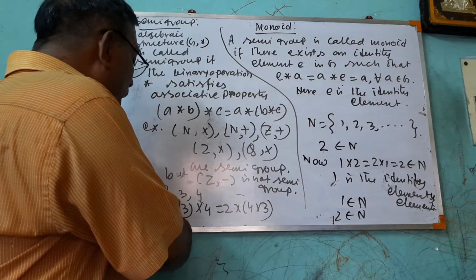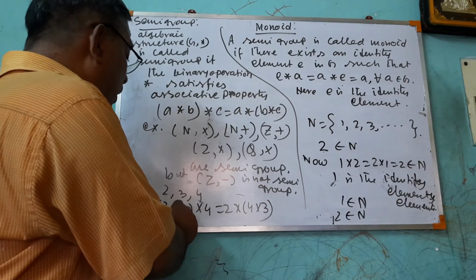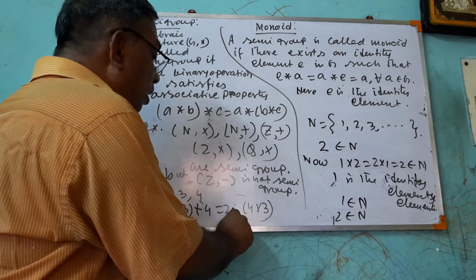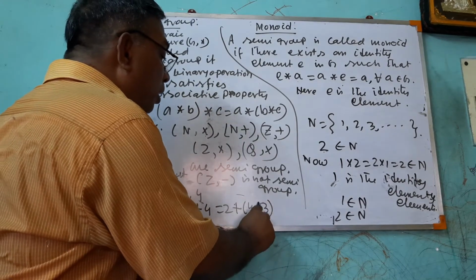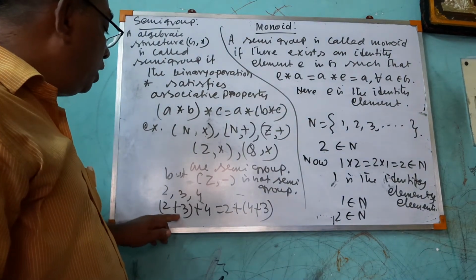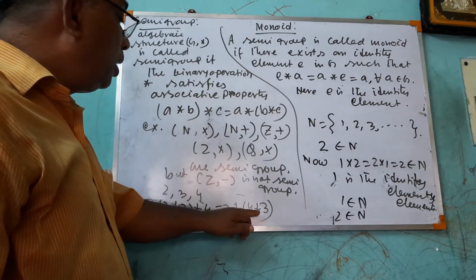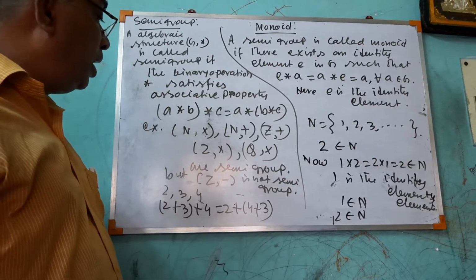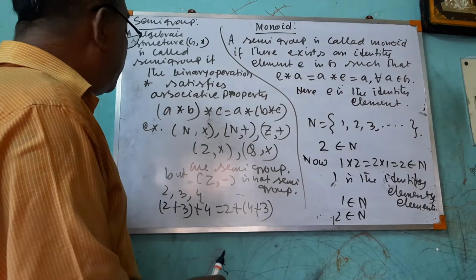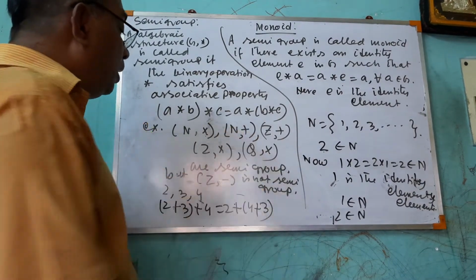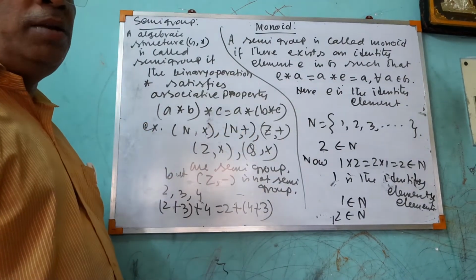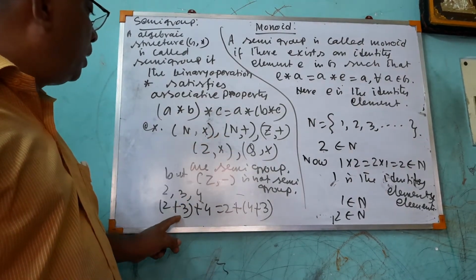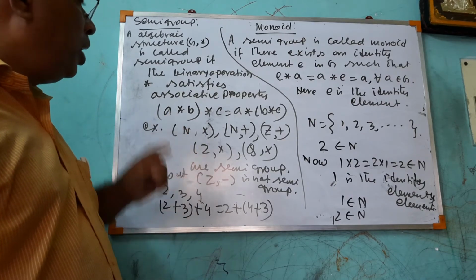Now if we take plus, then plus here, then plus here, then plus here. Yes, plus also. This result, that is 5 plus 4, 9, and 7 plus 2, that is also 9. So this result and this result are same. So we can say N plus is a semigroup, because plus satisfies the associative property.